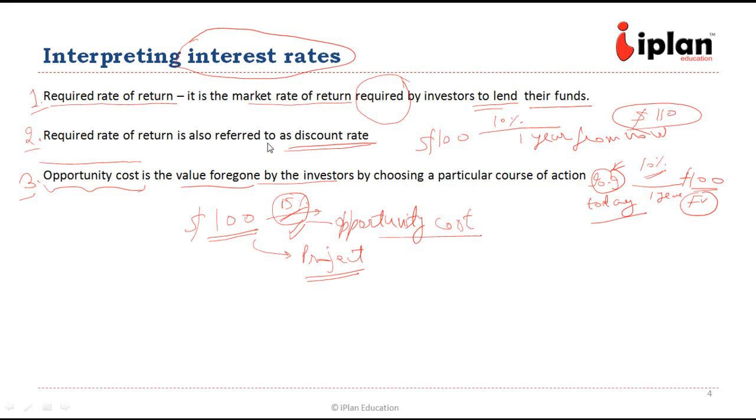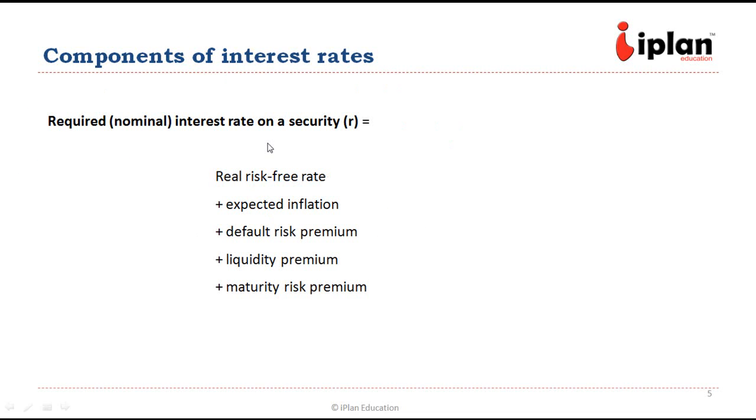Now let us look at the components of interest rate. How do we reach a particular number? We are talking about required nominal interest rate or discount rate or the opportunity cost of capital in nominal rupee or dollar terms, or the percentages.